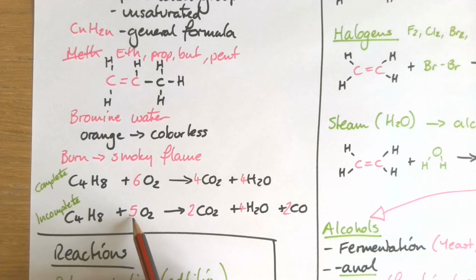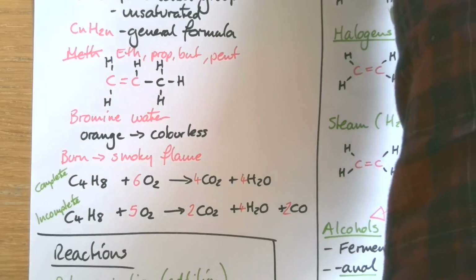However, if you've got a reduced amount of oxygen, so remember a balanced equation is just a ratio of all of our different atoms or molecules in a chemical reaction, I haven't got as much oxygen in the environment as I did before. So as a result, I can't turn all of the alkene that we're reacting into carbon dioxide. Some of it turns into carbon monoxide.